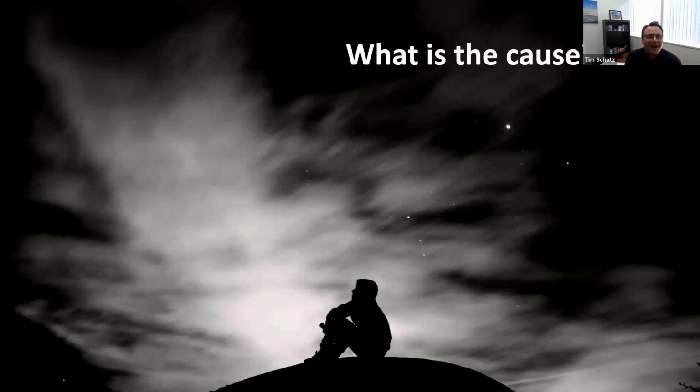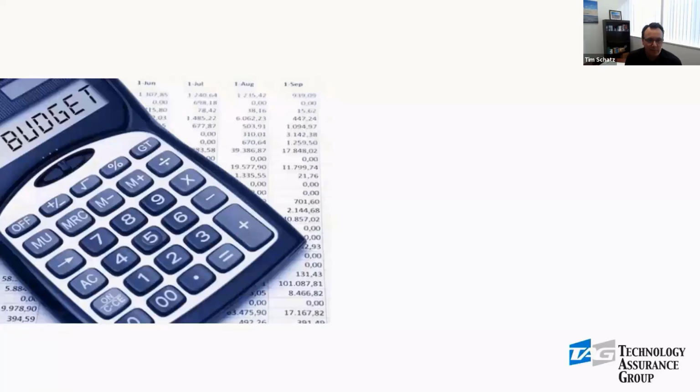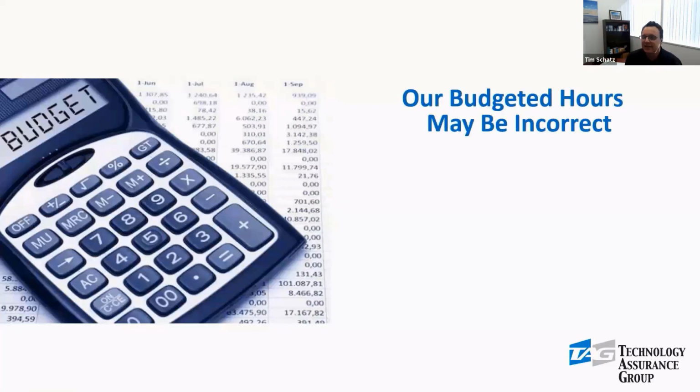So let's walk through the whys of things not working correctly, what we just talked about. If we don't realize the $140, why is it? Well, it could be that we have budgeted the hours incorrectly. Last week, we spoke about... Tim, can I ask a quick question about that?